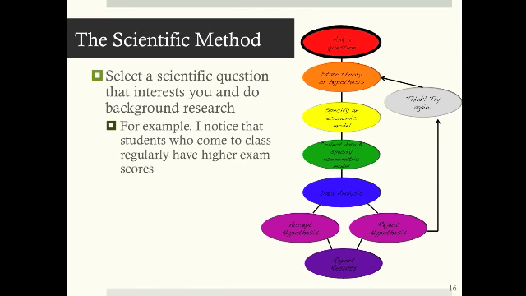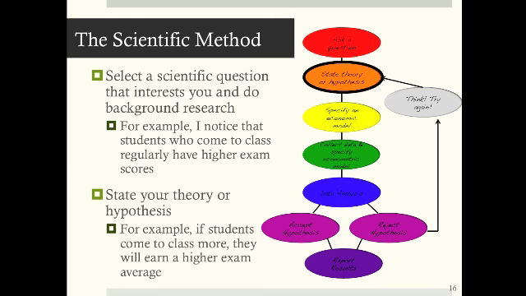So as an economist, you want to select a scientific question that interests you and do some background research, a little lit review. So for example, I noticed that students who come to my 105 class regularly have higher exam scores. You have a question, now you want to state your theory or hypothesis. So for example, if students come to class more, they will earn a higher exam average. That's my hypothesis.